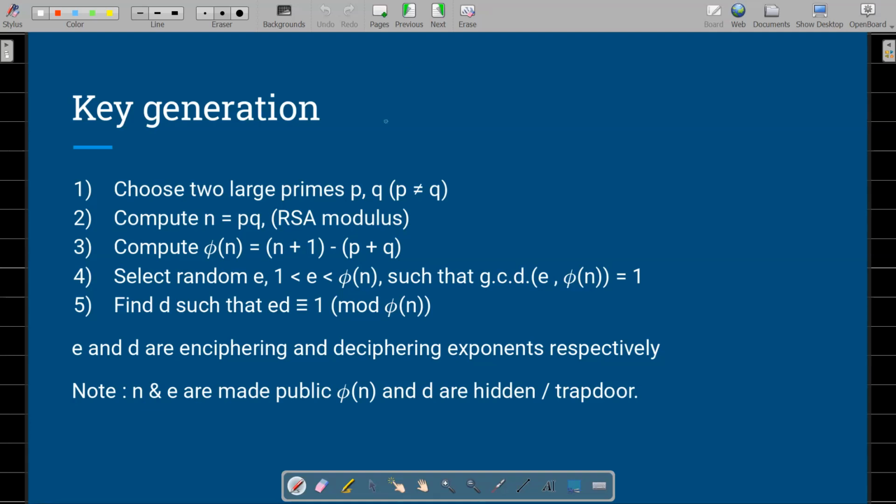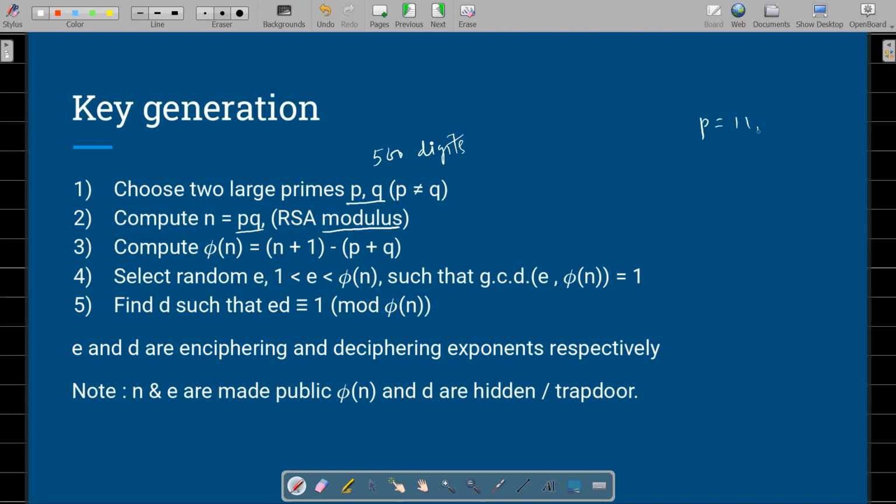Yeah. So how is the key generated? Choose two large primes P and Q, usually about 400 to 500 digits. And nowadays I've heard they choose even bigger ones. And compute n equal to PQ, which is called the RSA modulus. Once again, taking a product is easy, so this can be done in reasonable time. That's the idea. Side by side, I'll take a small example just for your understanding.